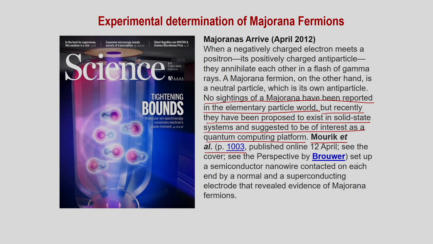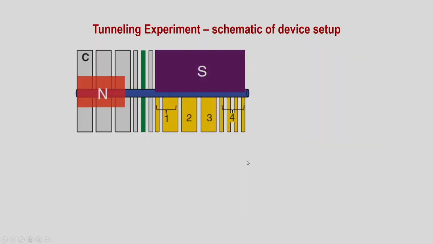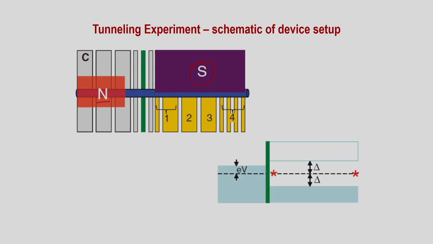They set up a semiconductor nanowire and did a tunneling experiment, putting a normal and a superconducting electrode, which revealed evidence of Majorana fermions. And this was the experimental setup. You see there is a normal metal and a superconductor, and the normal metal is put at a positive bias. This is really equivalent to a schematic plot like this, where the electron comes from this side, and the green shaded region that you see is the barrier. On the right you have a superconductor, just a normal metal and a superconductor.